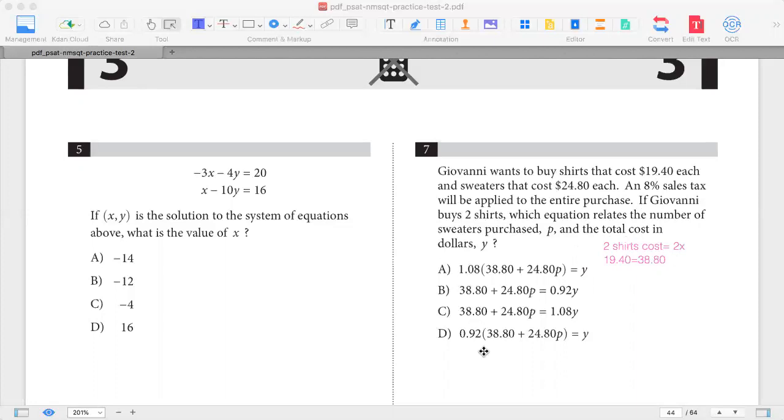So which one here has 1.08 multiplied by the total cost? The total cost is the 2 shirts together and the sweater. The 2 shirts together is 38.80, and the cost of the sweater is 24.80. So this one applies all the conditions, which is choice A.